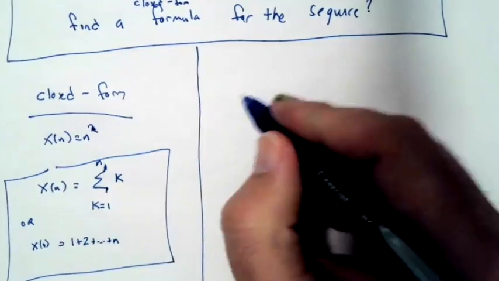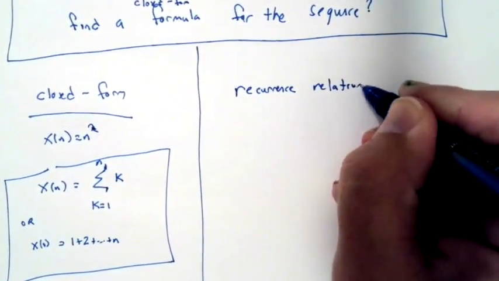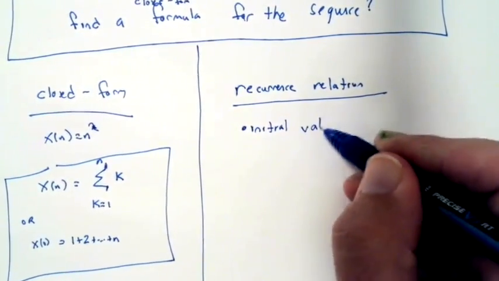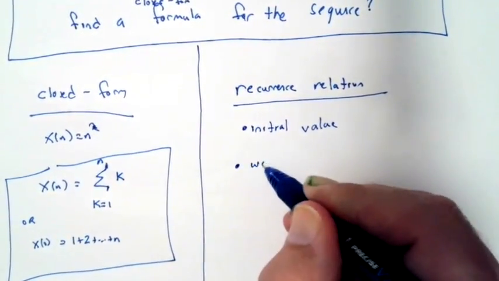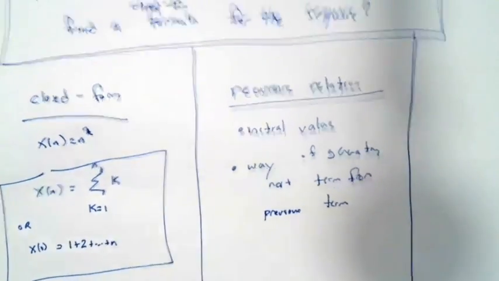And one way is what's called a recurrence relation. So in a recurrence relation, you need two things. You need the initial value, and you need a way of generating the next term from the previous term. And a third way that you might see this is you might just have data.